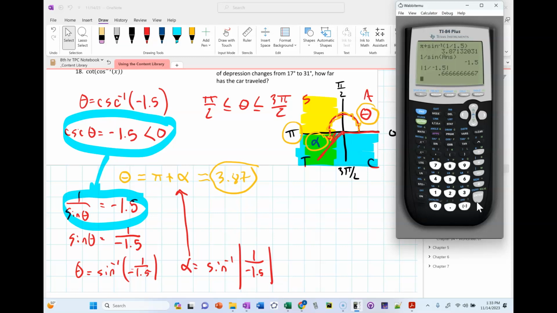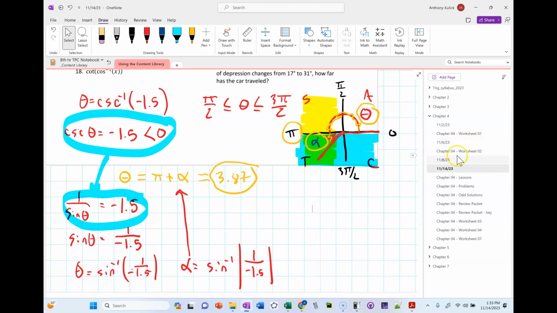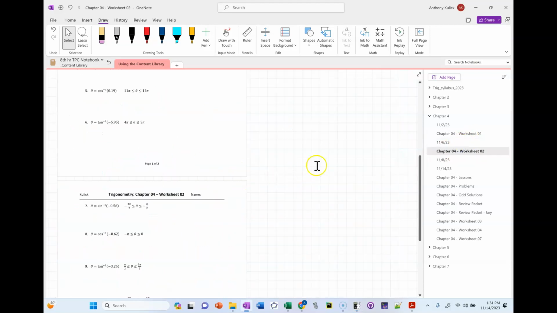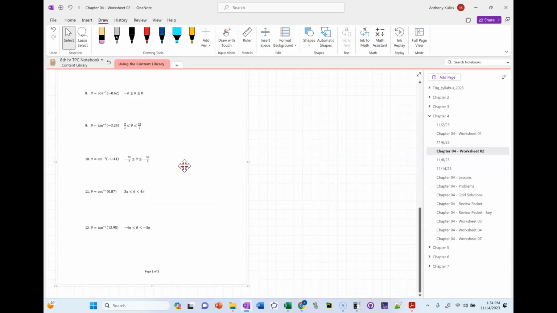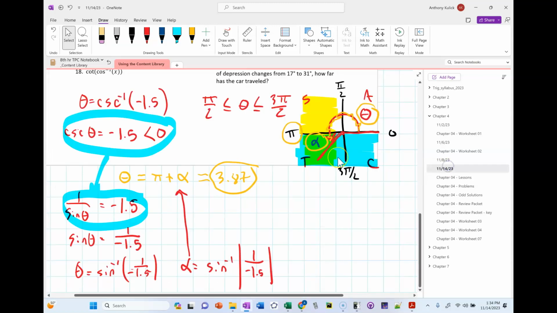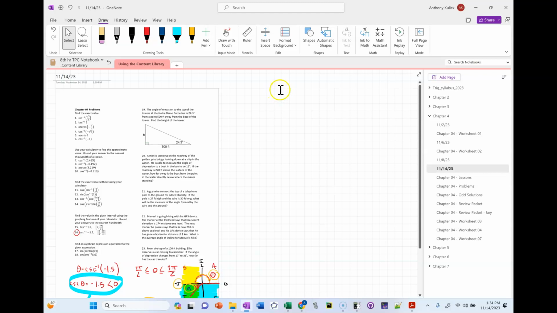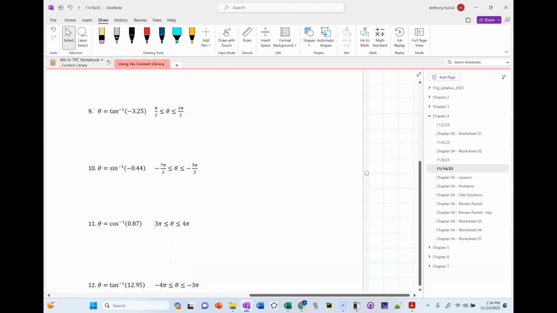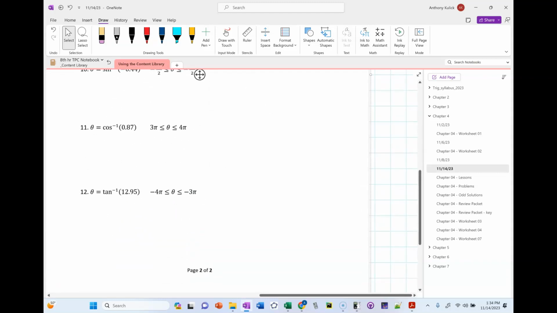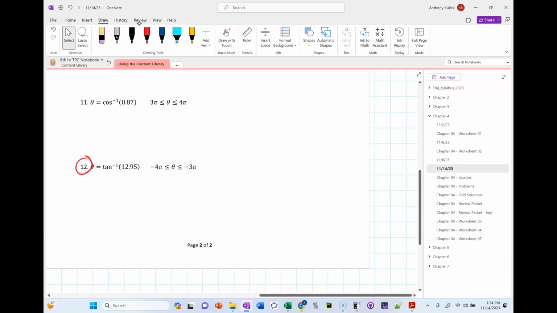This is a good one though, just like a worksheet 2 problem. Miriam, can we have worksheet 2? Can we do 12 or something? Yeah, 12 works for me. Is that the one you really want to do? It's kind of like any one of them where you have to do the quadrants. 12's a good one because it's got negatives in it. That's why I thought it was a good choice.